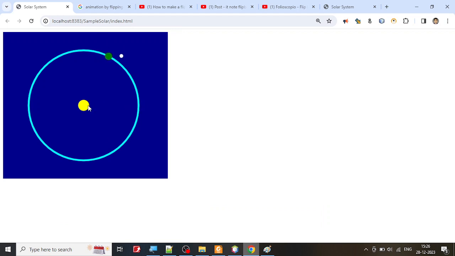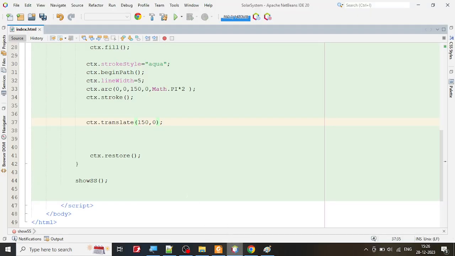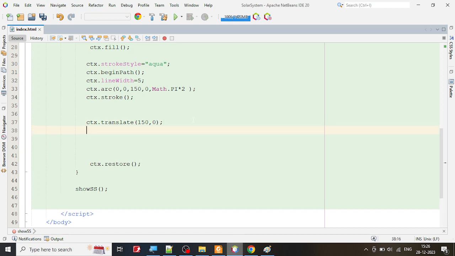If you just go from here straight away, if you go by 150, you have the orbit here. You're going to get this orbit. So go to that orbit. So that is what I have said. So go to this orbit. Done. Okay, now you need to fill it with the color.